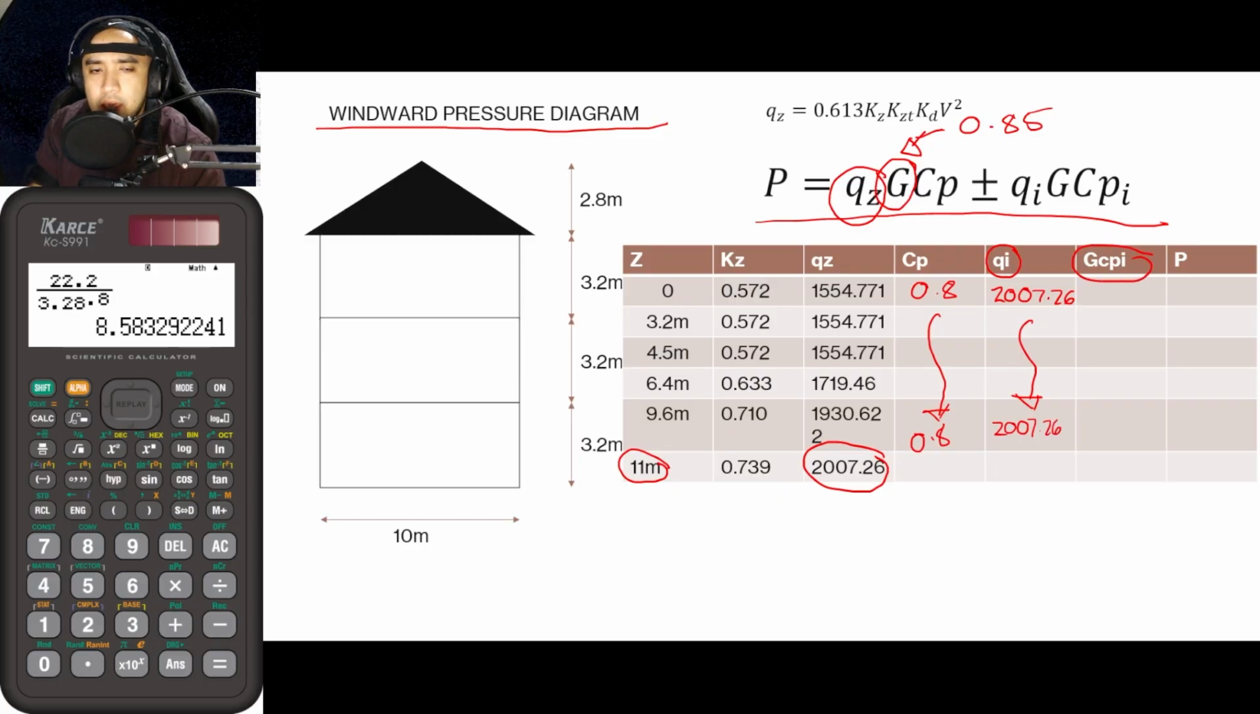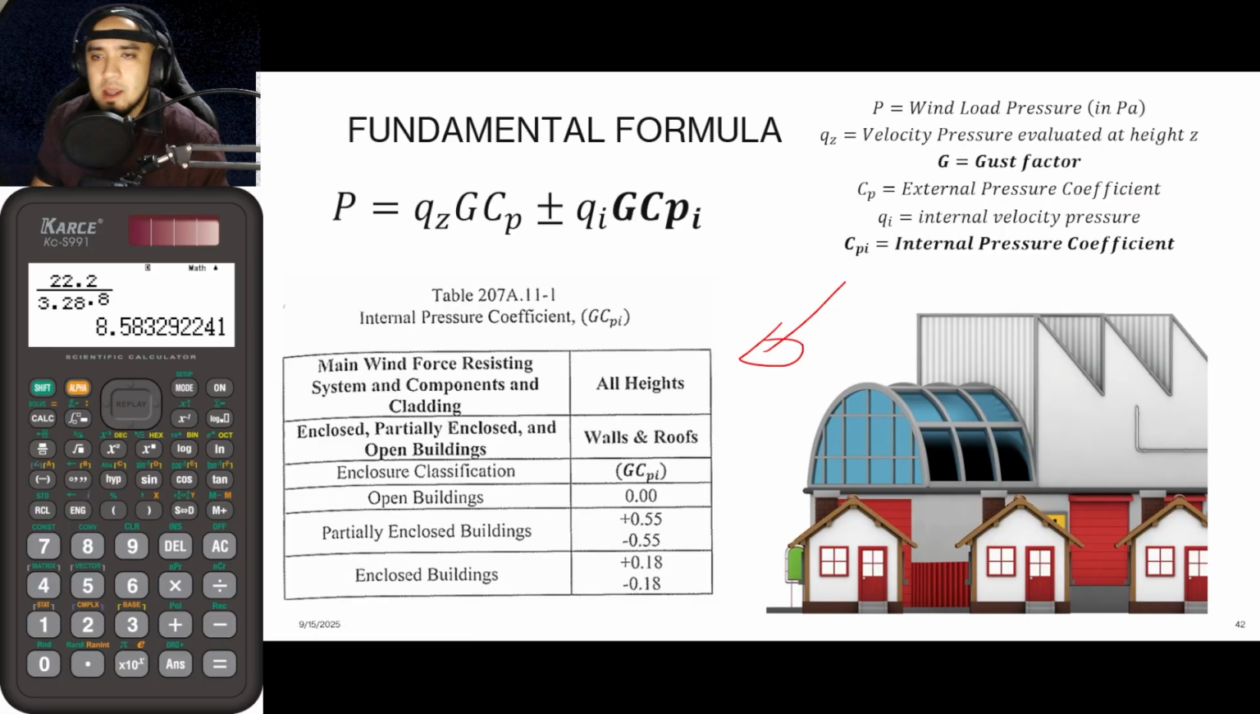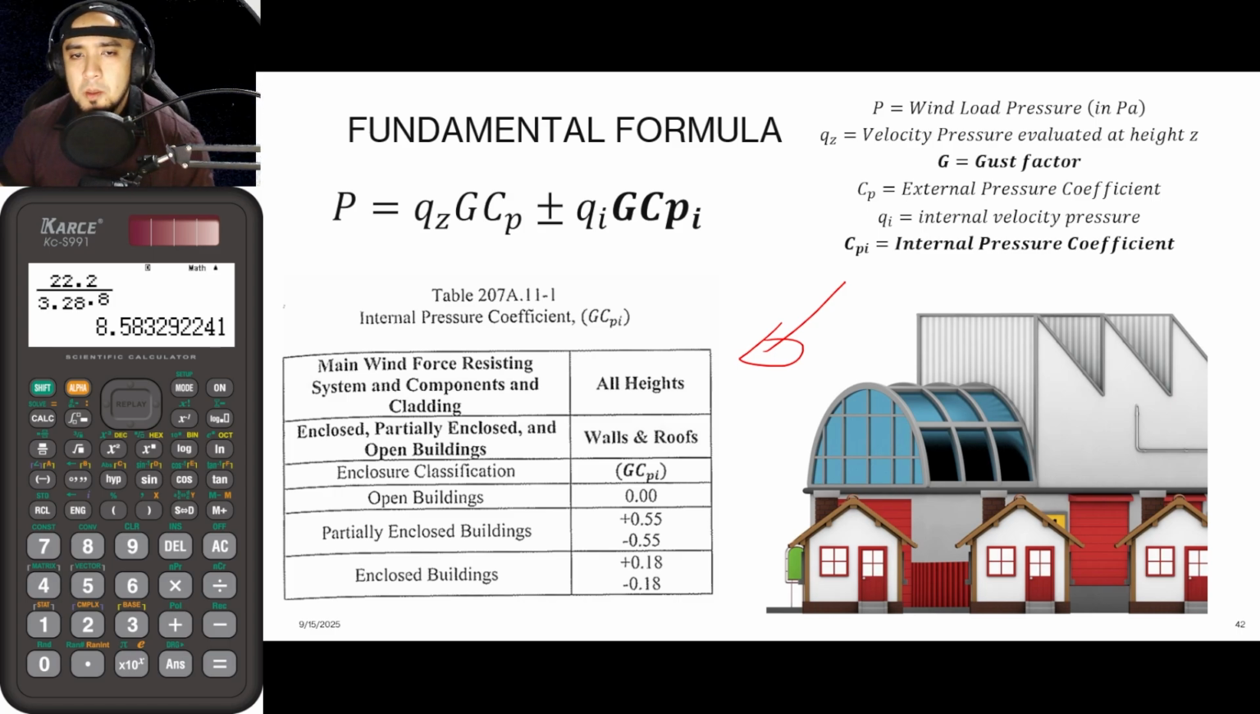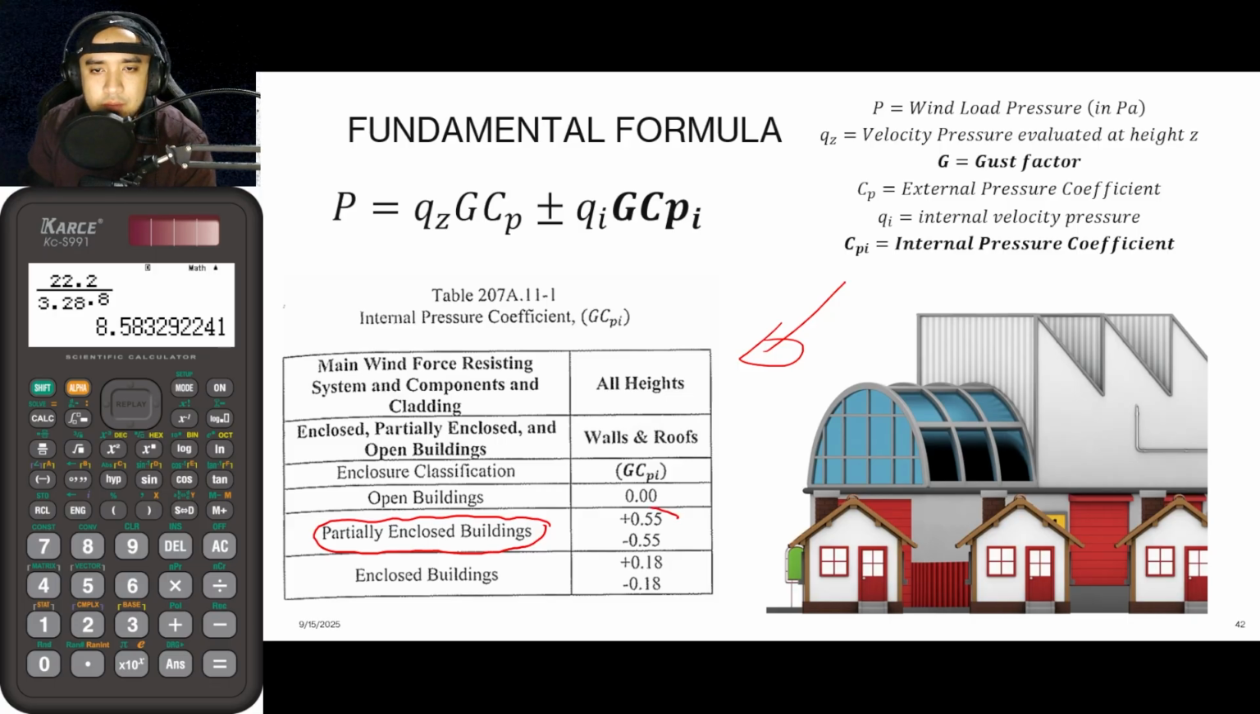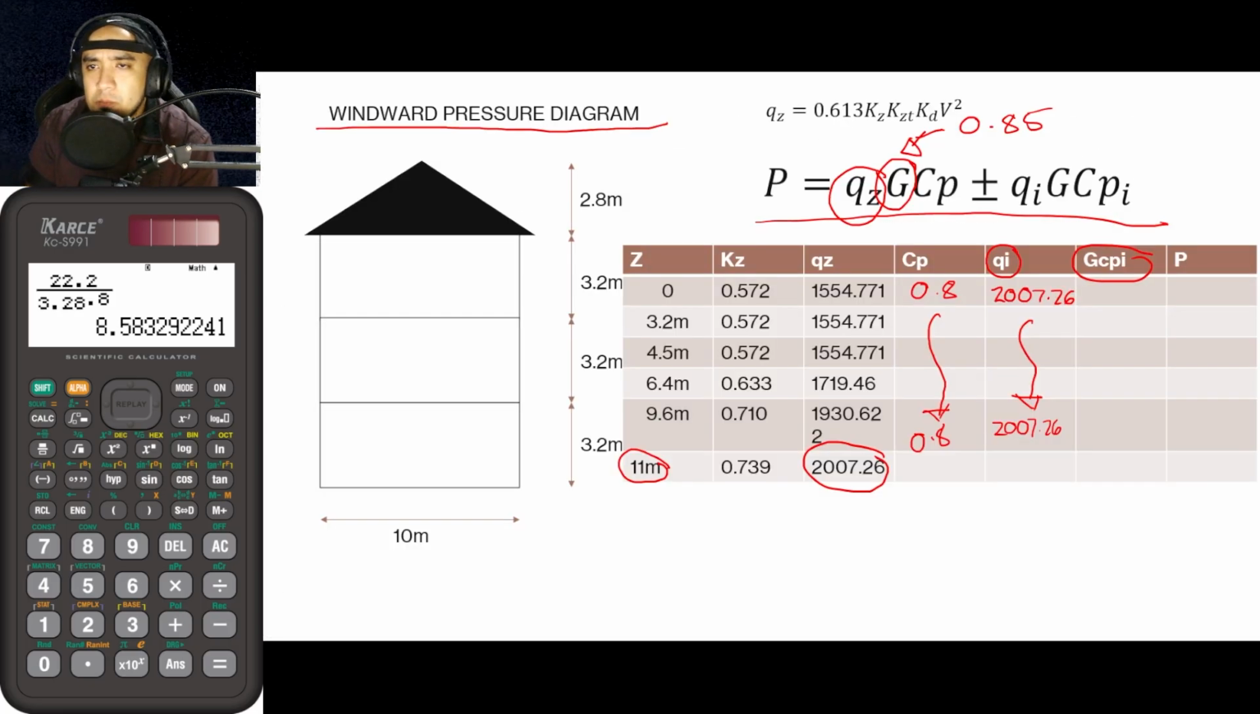Then for GCPI, again, it is seen in this table. In our problem, we are to assume that the enclosure is partially enclosed, but in real life, guys, the building must actually be enclosed. For lecture purposes, let us assume that it is partially enclosed. From that, it is positive or negative 0.55. I will assume a value of 0.55 first, then for the negative 0.55, I will solve for that later.